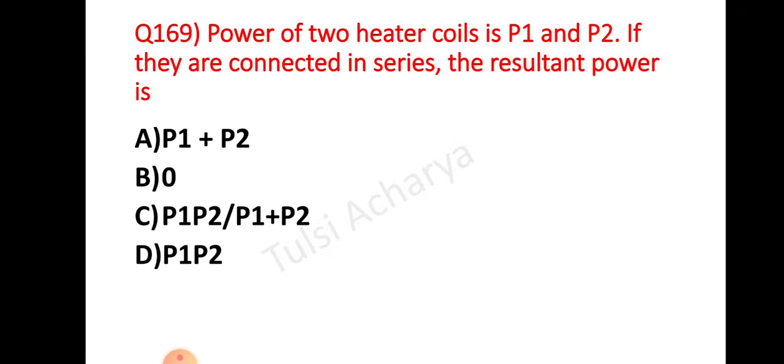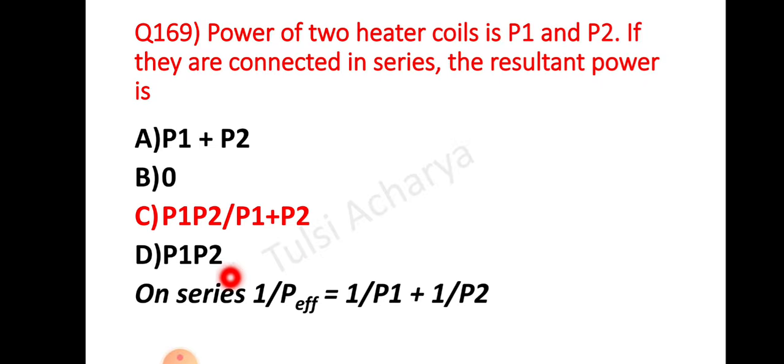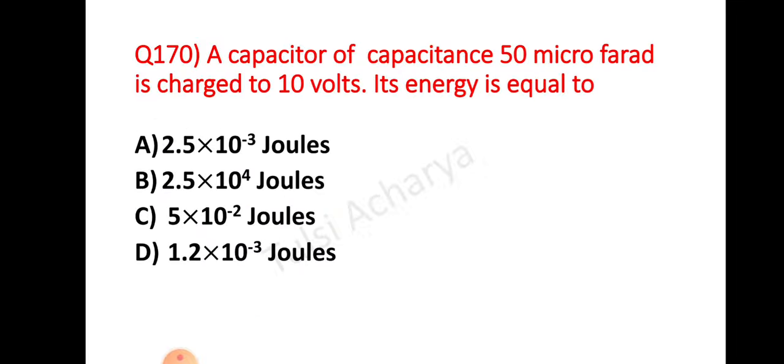Now let's move to question number 169. The power of two heater coils is P1 and P2. If they are connected in series, the resultant power is. In this case, the right answer will be option choice C, because in series combination 1 by power effective is 1 by P1 plus 1 by P2. By solving this, we get option choice C. Now let's move to question number 170.